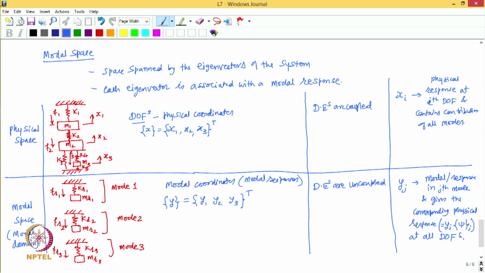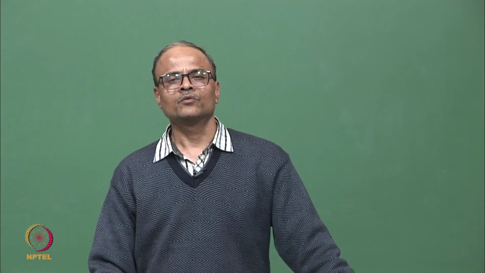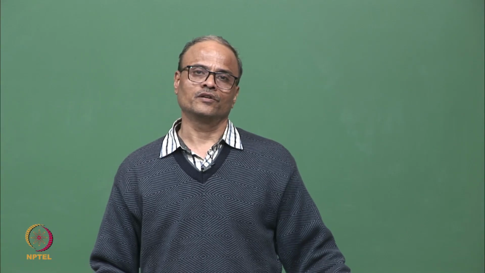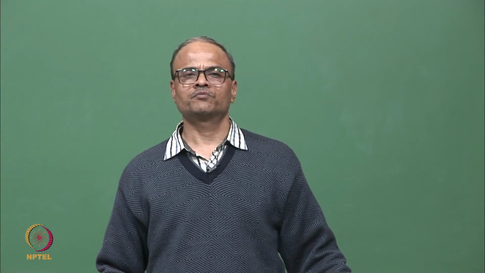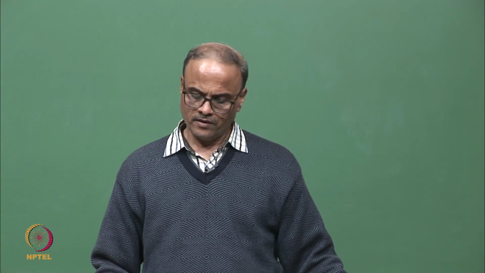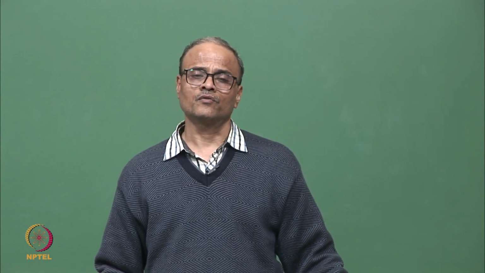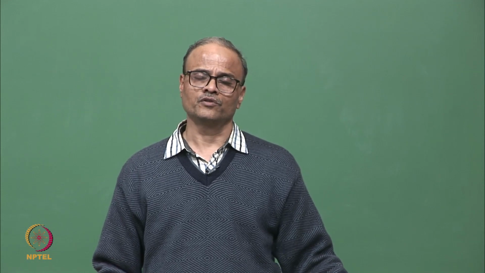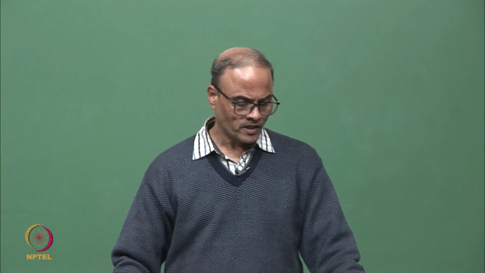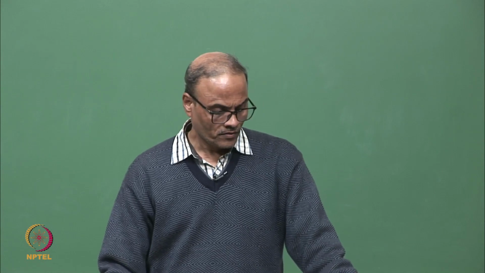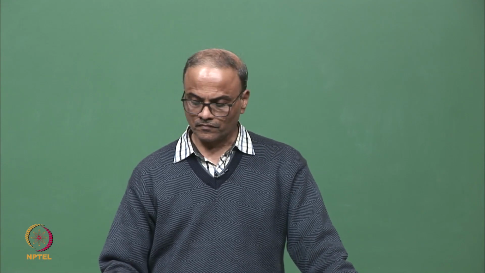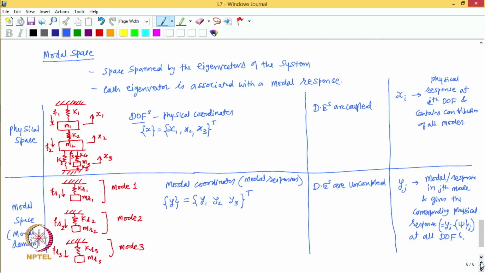The response xi gives us the physical response at ith DOF and includes all the modes. It does not give response at other degrees of freedom. Yj gives the response in jth mode and tells us a response at all DOFs, but does not take into account the response of other modes, only the jth mode it gives information about. So, this is basically a brief comparison of physical space and modal space. This concept of modal space is very important for modal analysis.